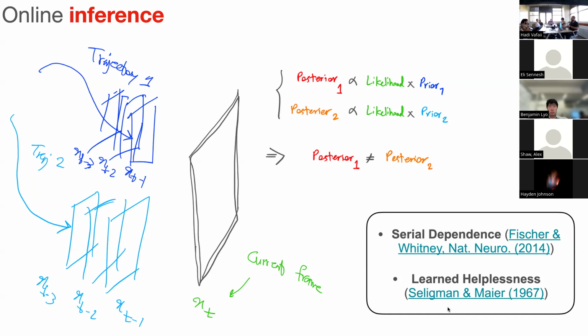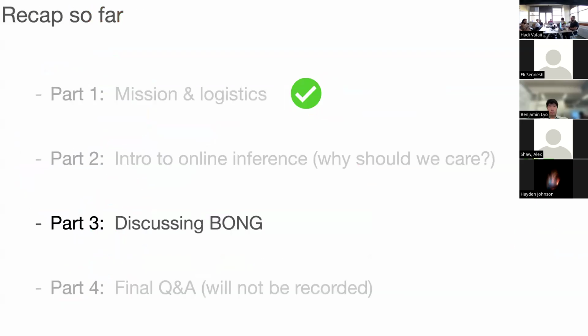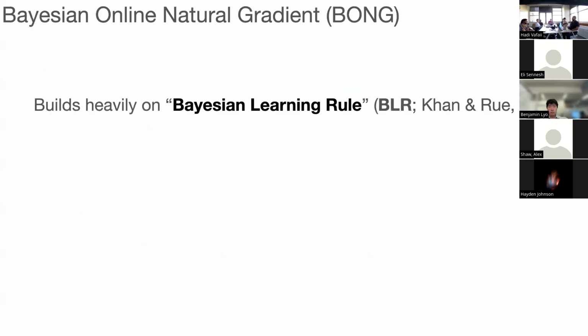Okay. So online inference is the only inference that exists in the real world. That's the point. Static inference does not exist. That's it, we're done. Now we're going to talk about BONG, because BONG gives us exactly 80 different types of algorithms you can derive for online inference. It's a massive paper. But we have to understand this other massive paper, BLR, to understand BONG. So let's do that first.